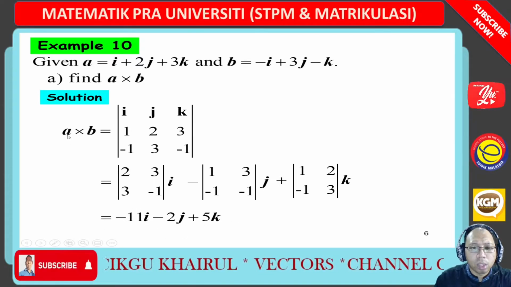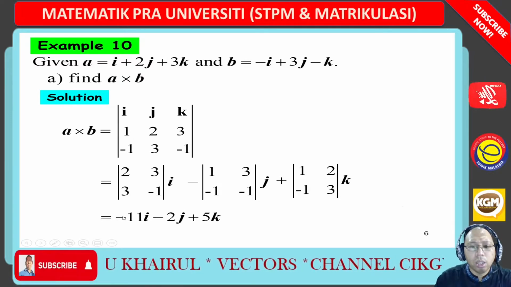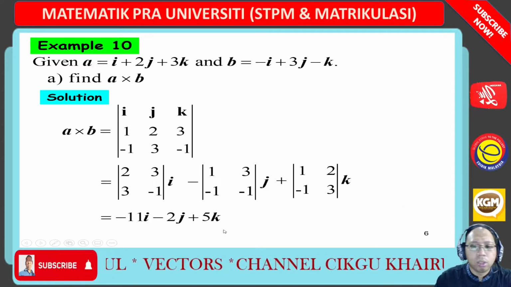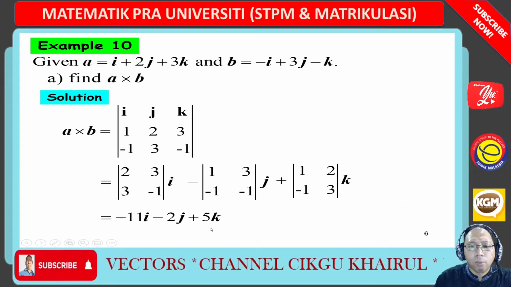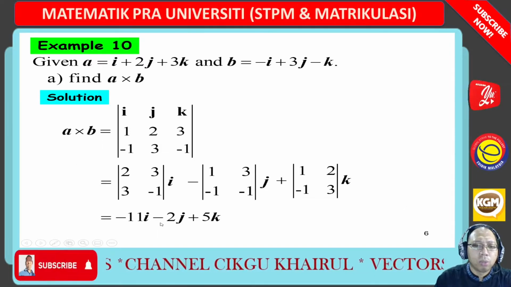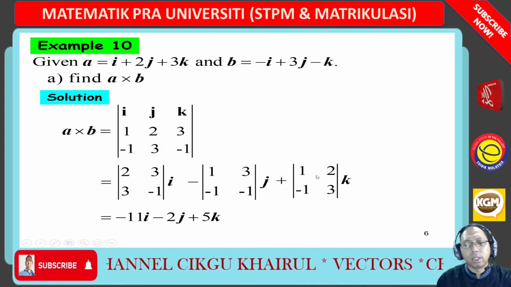Can we see this one? Vector cross vector, then we get another new vector. Okay, so this is what we call cross product or vector product. The result of the cross product is a new vector.